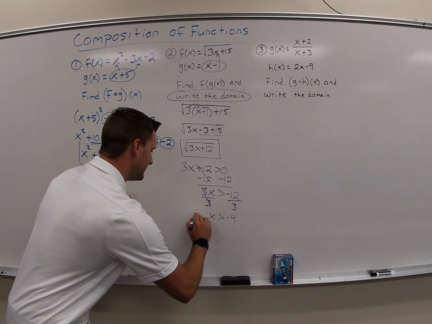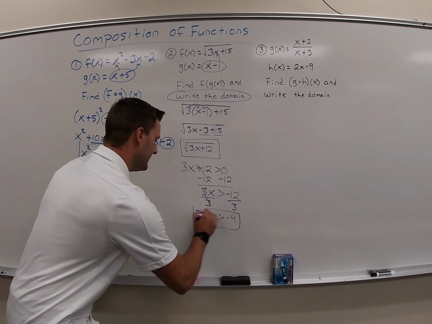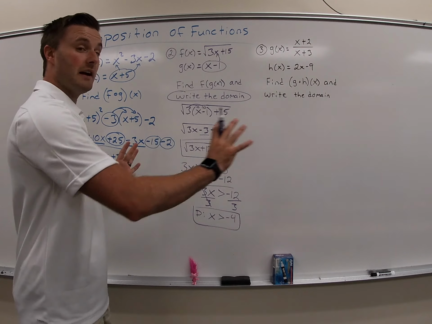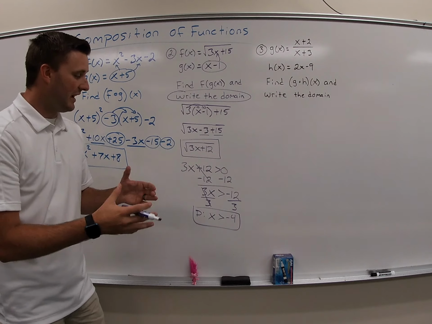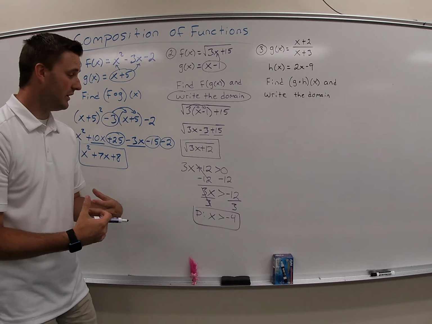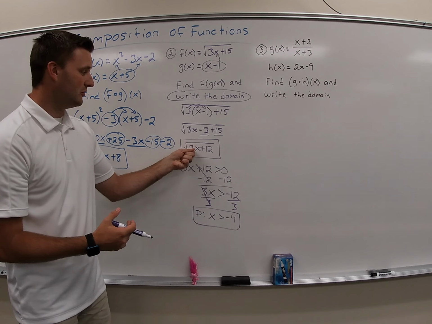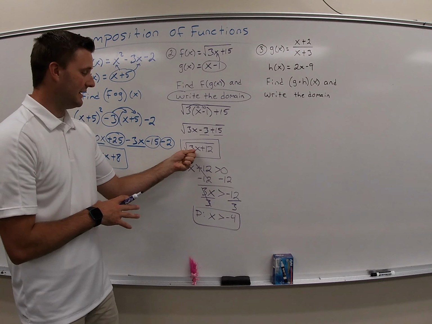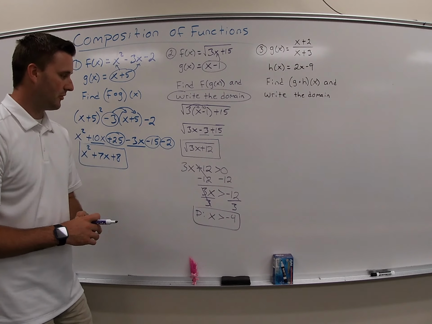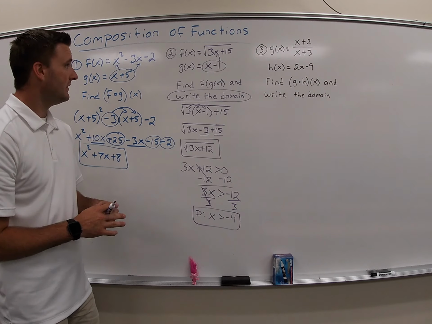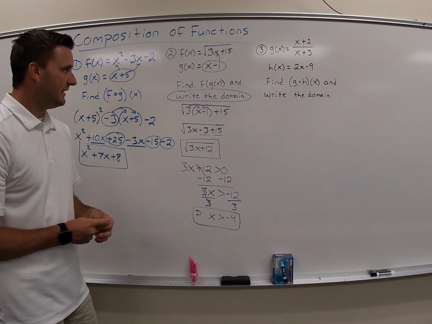What this is saying is that my domain is all of the x values that are greater than negative 4, because if I have a number that's less than negative 4, that's going to give me a negative value underneath the square root, and I cannot have negatives under a radical. So let's go ahead and take a look at number 3.